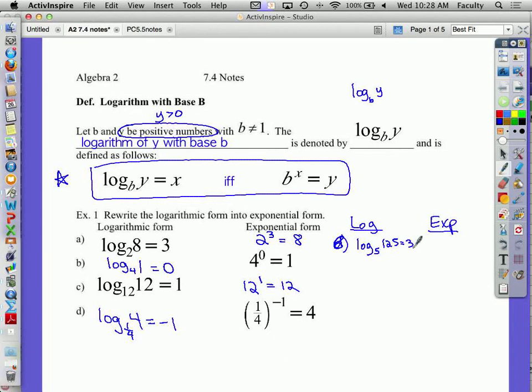Okay, so suppose I give you the log 125 base 5 equals 3. Who would like to try to do this in exponential form? Jaslyn, what do you think? The base is 5, so 5, and then the answer is the exponent, which is 3, and it equals 125. Good job. So it's 5 to the 3rd power equals 125. All right, let's try another one.